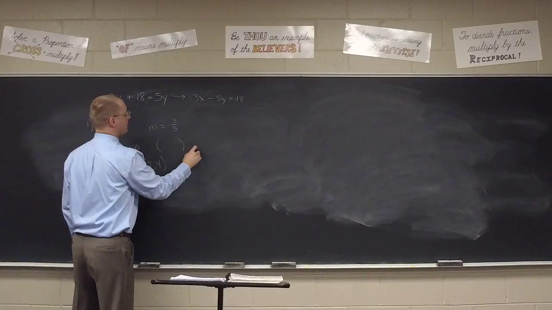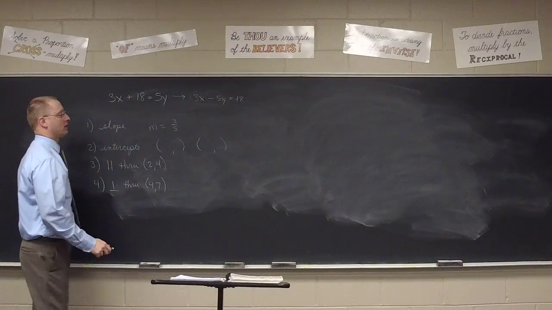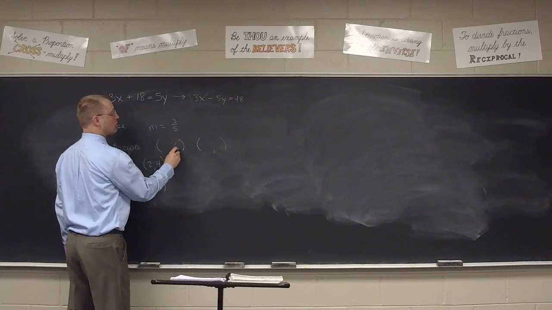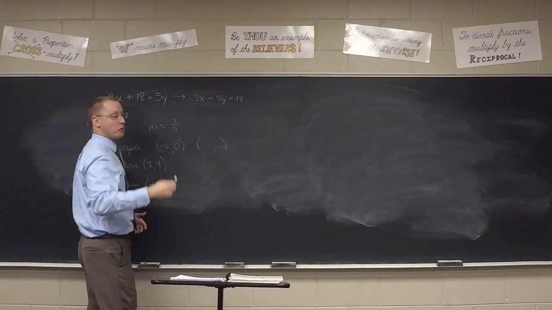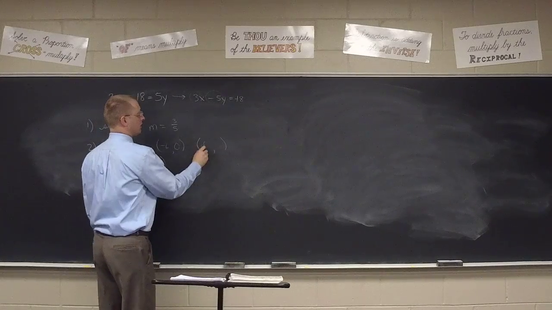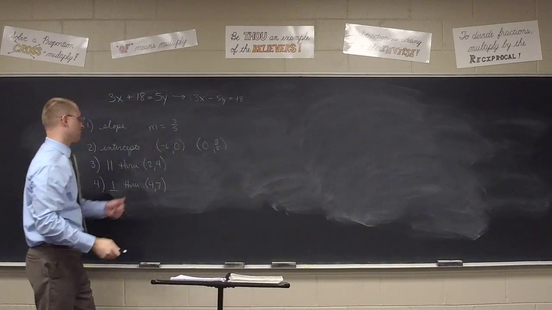What are my two intercepts here? Well, Jamie, first give me the x-intercept. Negative 6, 0. Good. Negative 18 over 3 gives negative 6, and then of course 0. And then the y-intercept, Quentin, 0, 18 over 5. 0 and then 18/5. Negative 18 over negative 5, but cancel the negatives.